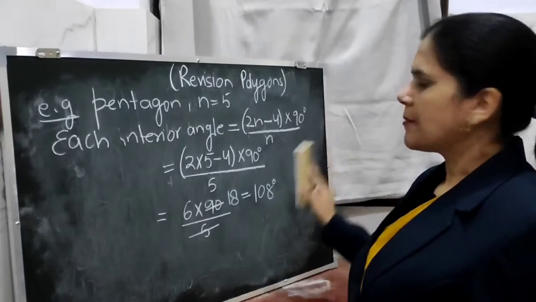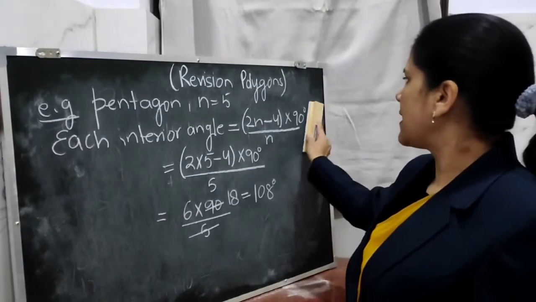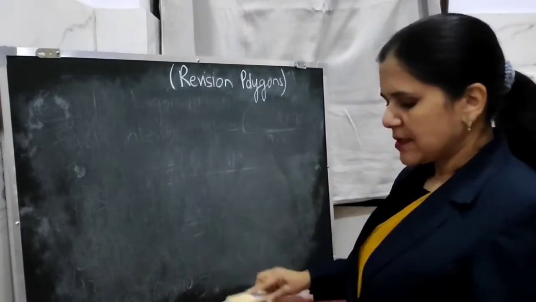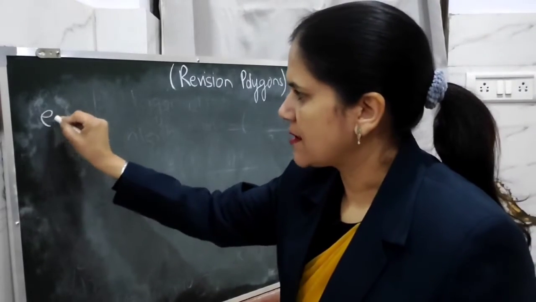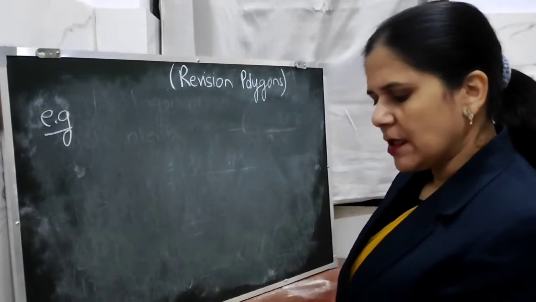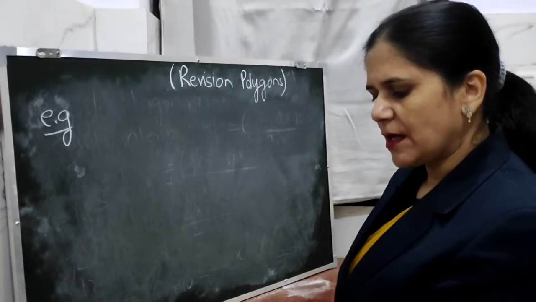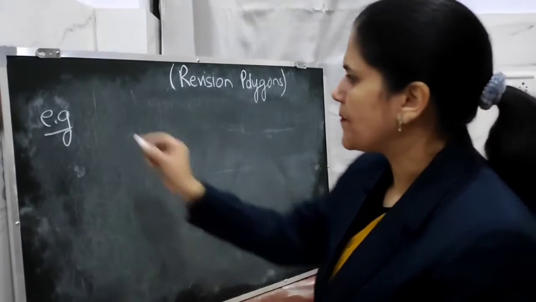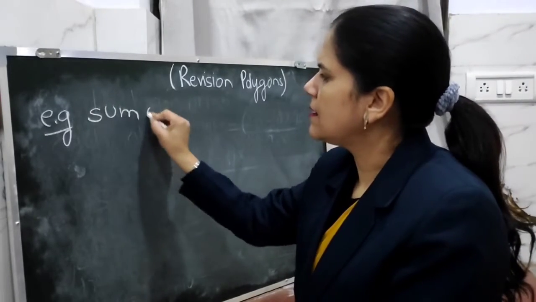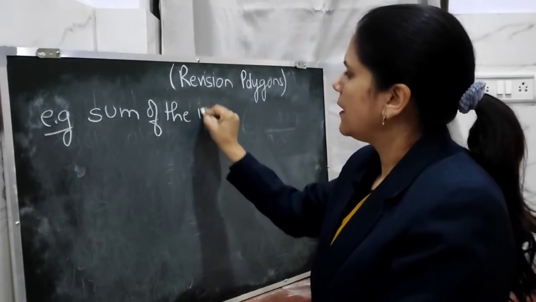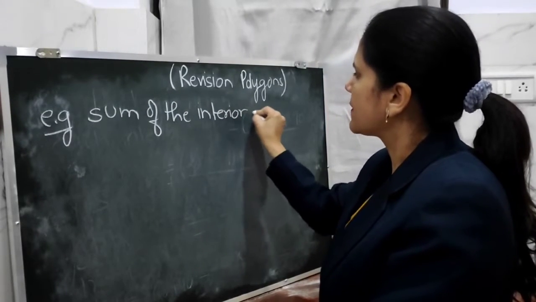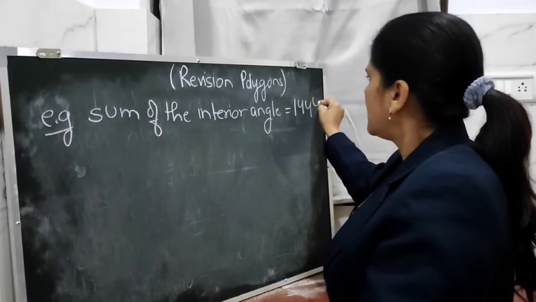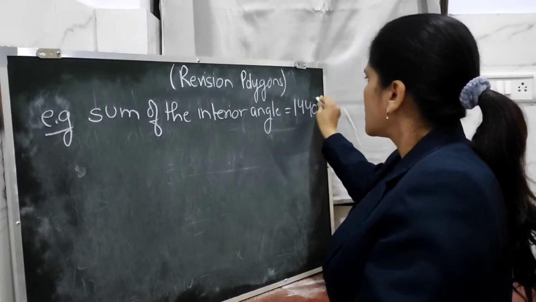Now, the third type of questions given in this exercise. Let me take the next example. Here, the number of sides of the polygon we have to calculate, and the sum of the interior angles will be given to you. For example, the sum of the interior angles is given in the question as 1440 degree. So what will we do?